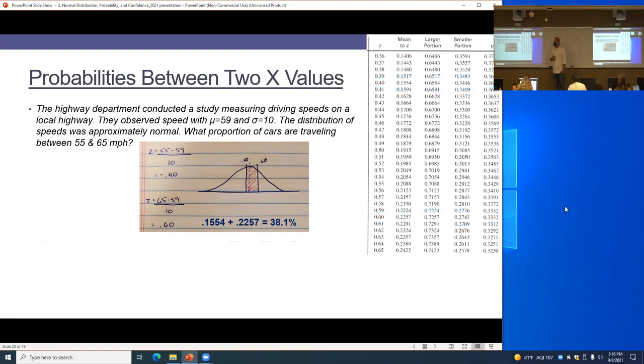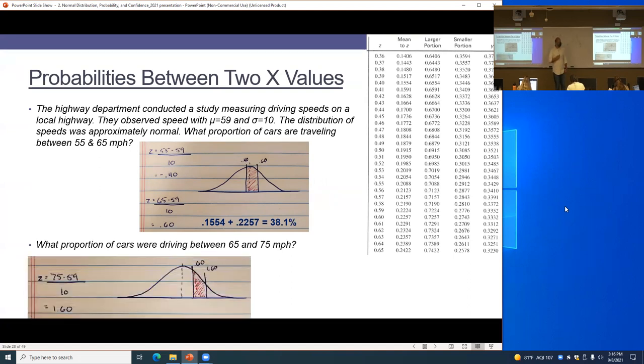So what if we say same information, but now we want to know the proportion of cars driving between 65 and 75 miles an hour? Okay, so we've shifted things over. This adds a little bit of a wrinkle, but we're going to do the same thing. I've already got my z-score for 65. 65 corresponds to a z-score of 0.6, so I don't have to redo that. But I've got a new score, 75 miles an hour. I calculate my z-score for 75 miles an hour, and I get a z-score of 1.6.